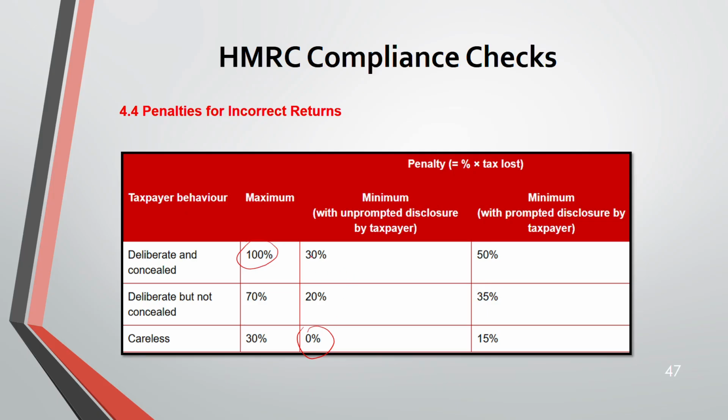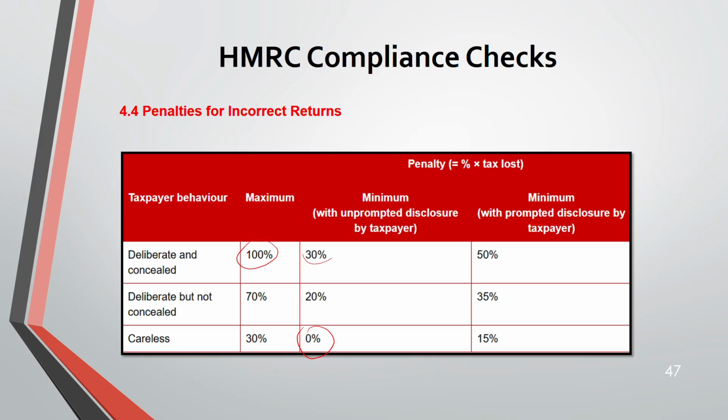the penalty is less. Unprompted means before HMRC discovers, you are disclosing. Prompted means once HMRC comes to know, then you start disclosing. That is known as prompted. So that is the difference between unprompted and prompted disclosure. So for unprompted, penalties are less. And if it's prompted, penalties are more. So this table will help you to understand the penalty for incorrect returns.